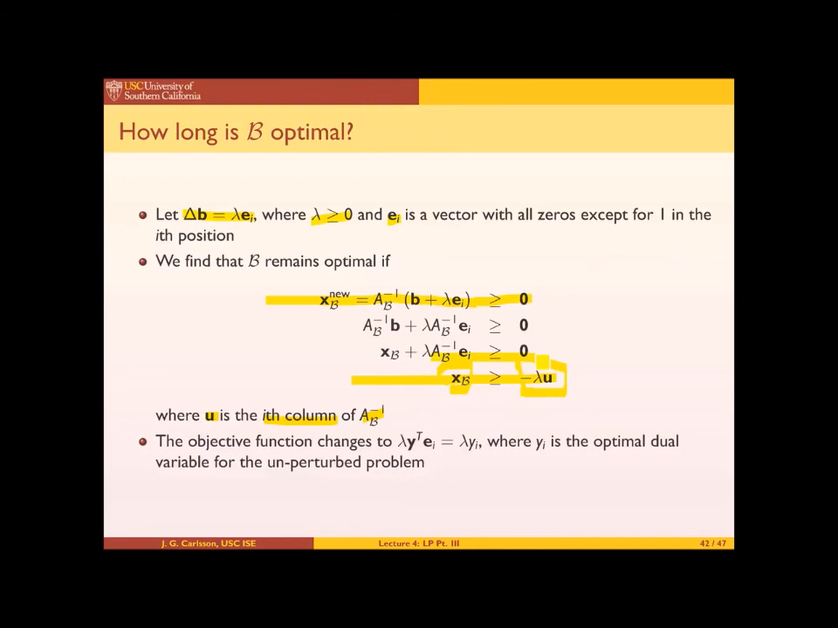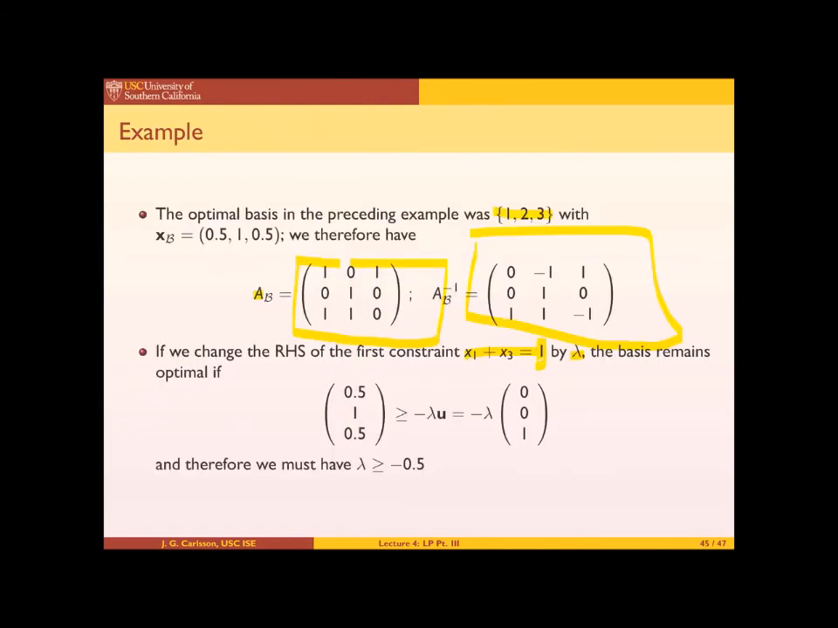Okay, so what is the ith column of AB inverse here? It's the first column, because we're varying the first constraint. So we take the first column, which is 0, 0, 1. And the optimal solution, x sub b, was 1/2, 1, and 1/2. And so we ask, what needs to be true about lambda so that this condition holds?